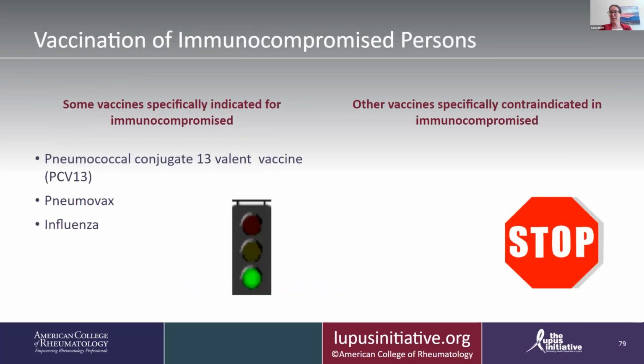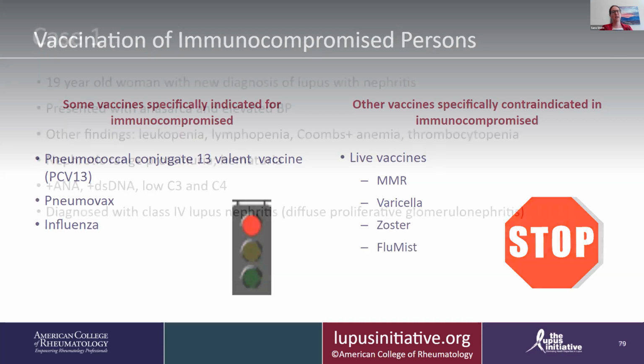So this is where we can use your help because we don't do quite as good of a job as you guys do. All lupus patients should have the pneumococcal conjugate 13-valent vaccine, the Pneumovax, and the influenza vaccine. What's contraindicated? Live virus vaccines, right? MMR, varicella, yellow fever, and FluMist.